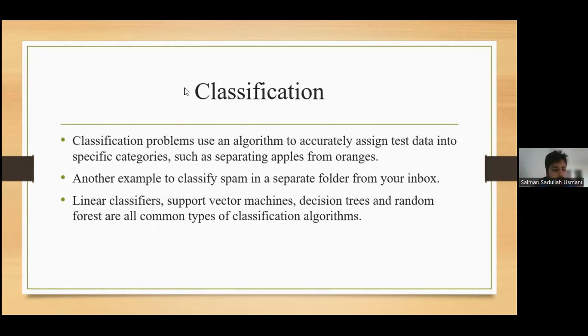So, in supervised learning, as I said, there are two types: classification as well as regression. The classification problem uses an algorithm to accurately assign test data into specific categories. So if you want to classify something, like the last example I gave, separating apple from orange, or apple from banana, this is classification. Another example is classifying spam into a separate folder from your inbox, which you already do.